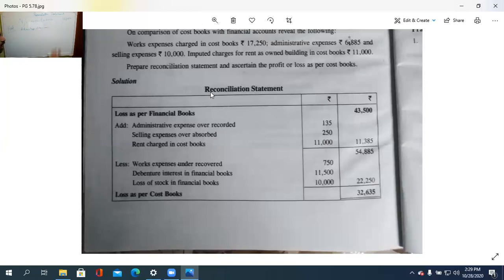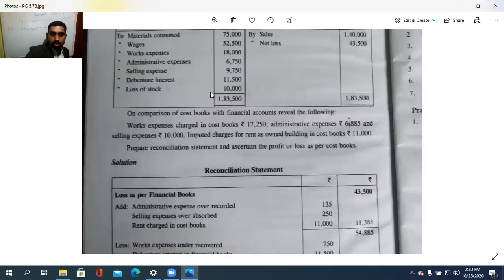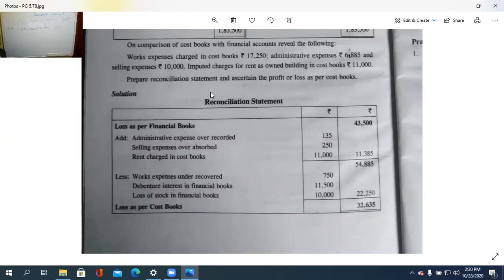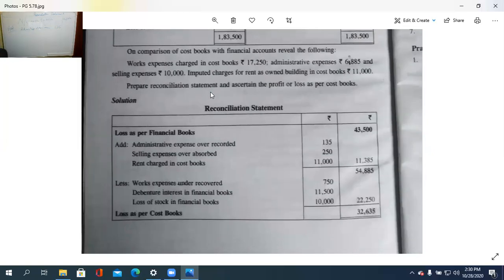incurred or over expensed. എത്രയാണ് 6885 മറ്റേ അപ്പുറത്തോ 6750. So 135 increase. പിന്നെ അടുത്ത കേസ് എന്നാ സെല്ലിംഗ് എക്സ്പെൻസസ് 10,000. ഹിയർ ഇറ്റ് ഈസ് 9750. അപ്പൊ എന്താണ് ഓവർ അബ്സോർബ്ഡ് അല്ലേ? 9750 ഏതിനകത്ത് ഇൻ ദി ഫിനാൻഷ്യൽ ബുക്സ്, കോസ്റ്റ് ബുക്സിൽ 10,000. അപ്പൊ 10,000, 9750, 250 ഇൻക്രീസ്. സോ സെല്ലിംഗ് എക്സ്പെൻസസ് ഓവർ റിക്കവേർഡ്.